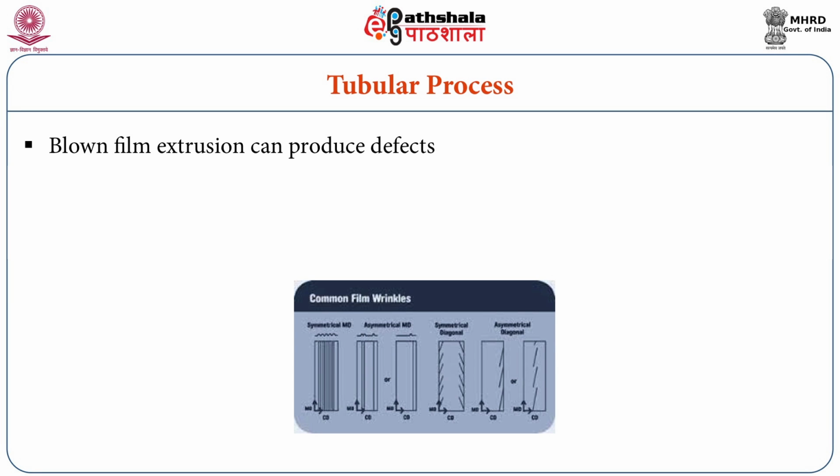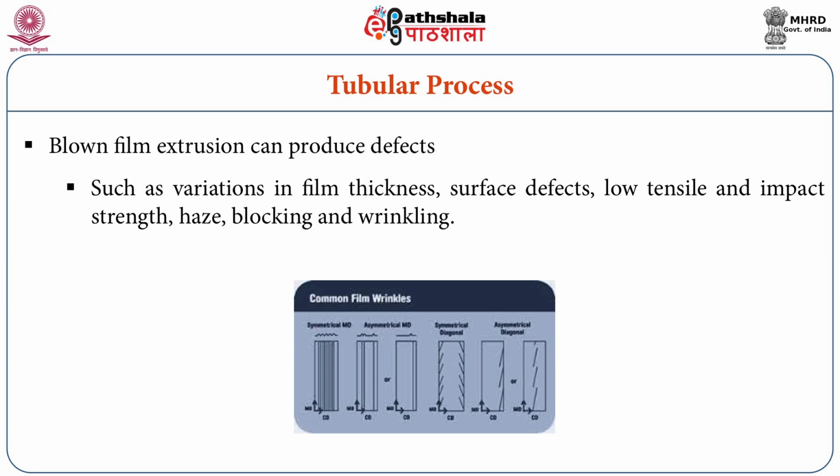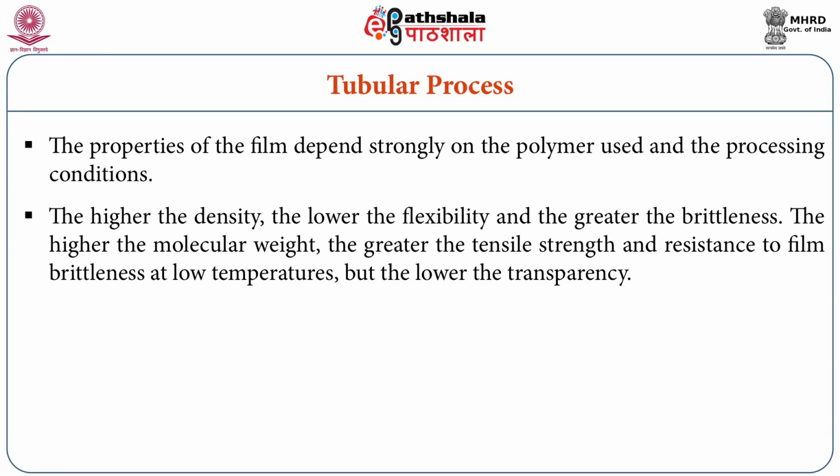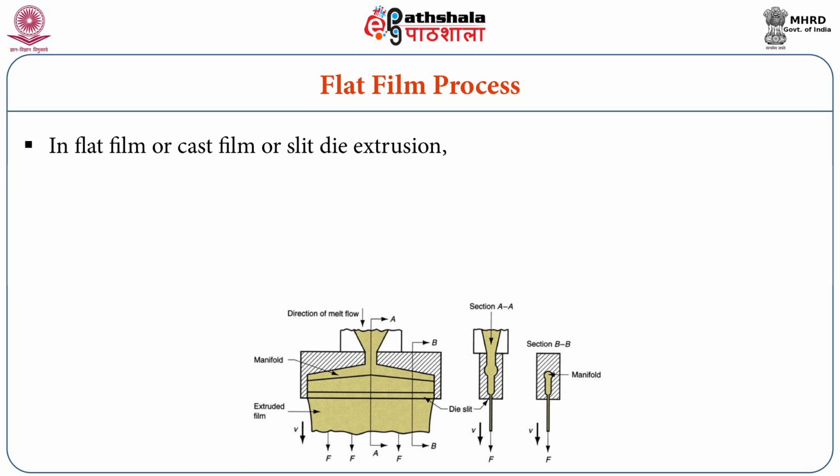Blown film extrusion can produce defects such as variations in film thickness, surface defects, low tensile and impact strength, haze, blocking and wrinkling. The properties of the film depend strongly on the polymer used and processing conditions. The higher the density, the lower the flexibility and greater the brittleness. The higher the molecular weight, the greater the tensile strength and resistance to film brittleness at low temperatures, but the lower the transparency. Another method is the flat film process.